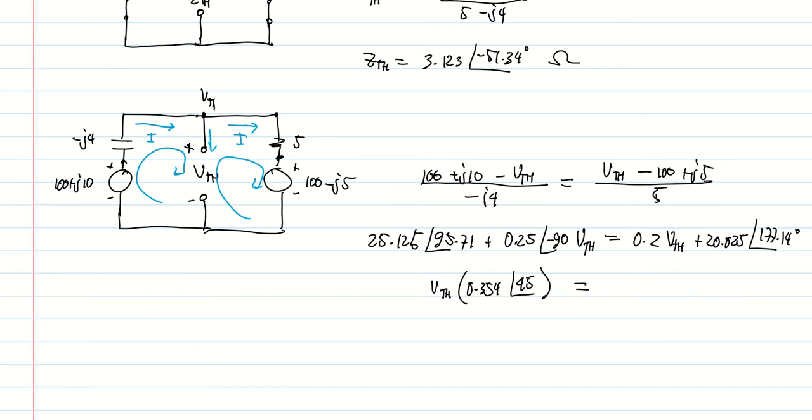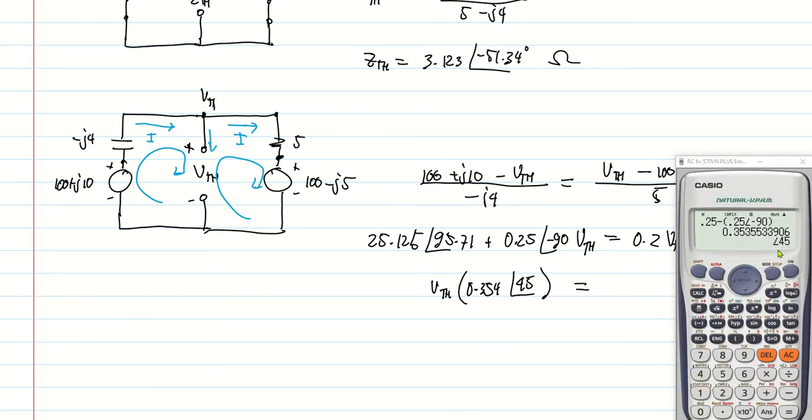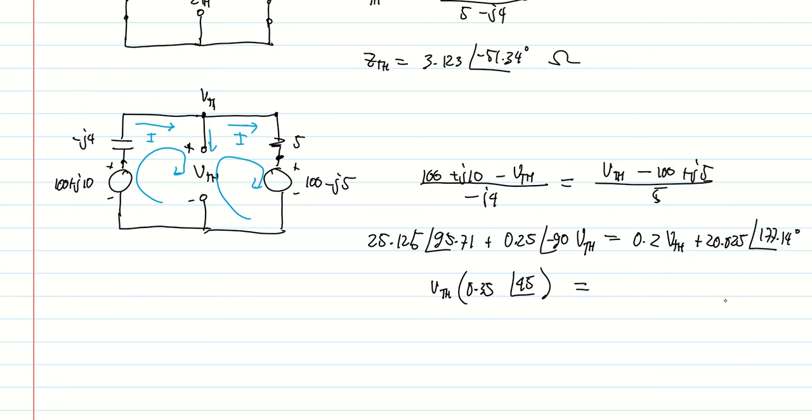Then at the right side, or this should be 0.2 instead of 0.25. It's 0.2 minus 0.25. So this should be 0.32 angle 51.34 degrees.